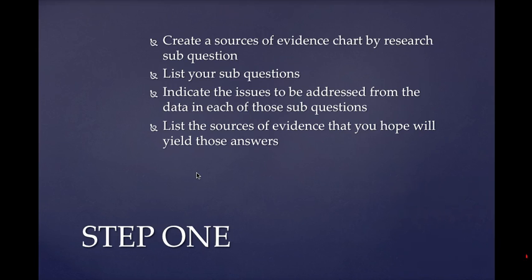And then under the sub-questions, you're going to indicate the issues you hope to be addressed from the data in each of those sub-questions. So what is it you want to find out from each one of those sub-questions? And make a list of those. And then below that, where are you going to get those answers? What data sets are you going to get them from? Are you going to get them from interviews, from observations, for what? And it may be that you're going to use all your data sets to answer all 3 questions, which is what mine does, but not necessarily.